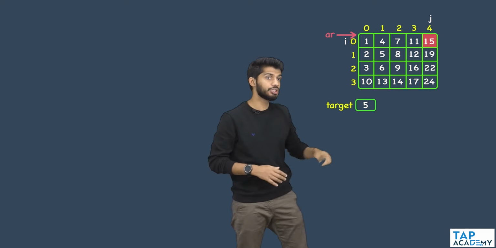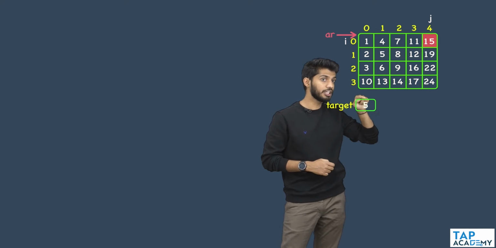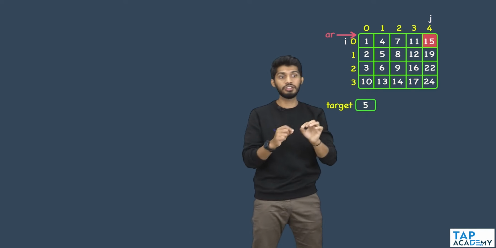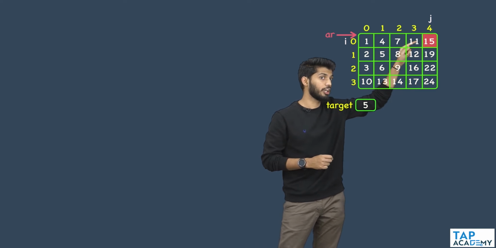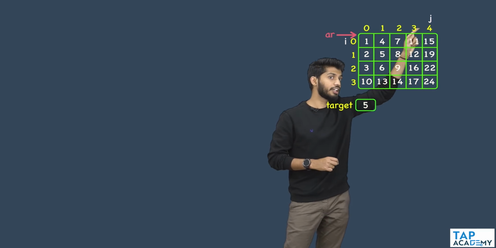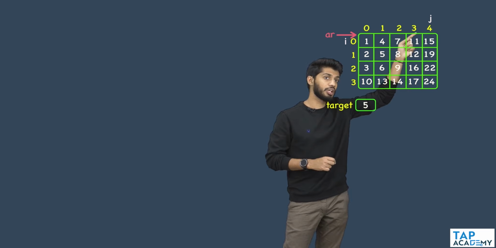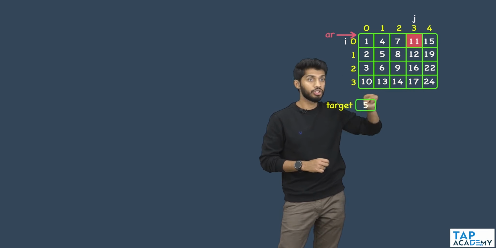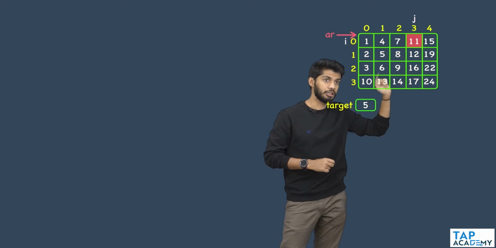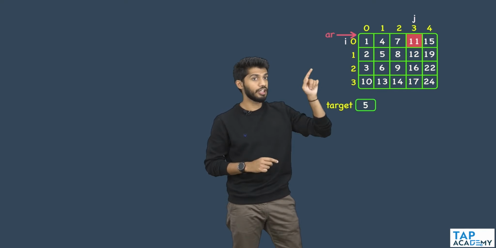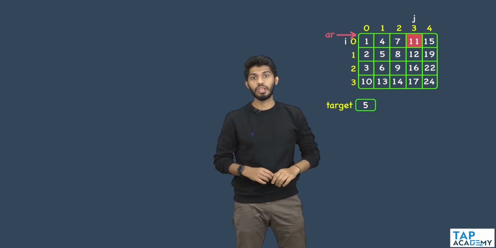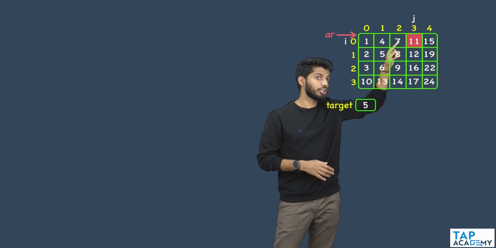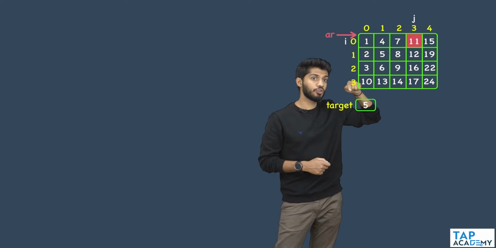So in case the target element is smaller than this particular element, I know the element exists on this side. So what I would do is decrease the value of j, basically decrement the value of j by 1, so that I don't have to check all of these elements. Now the value of i is still 0, the value of j is 3. Now what I would do is repeat the operation. I will check, is the element present at the ith and jth index, so AR of ij, that is nothing but 11, is 11 equal to 5? Is it equal to 5?